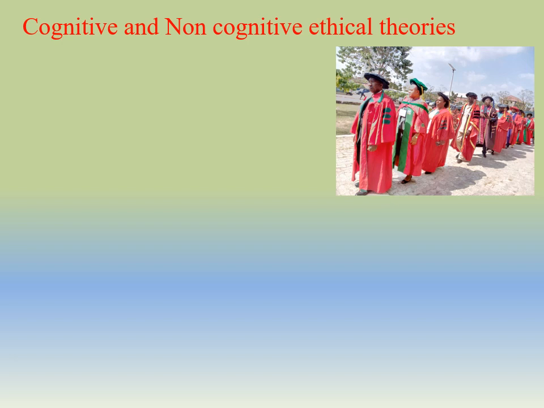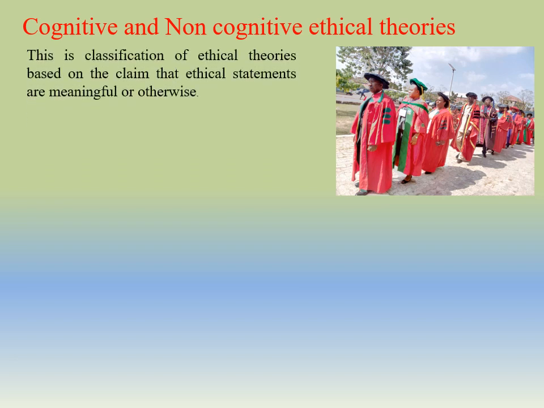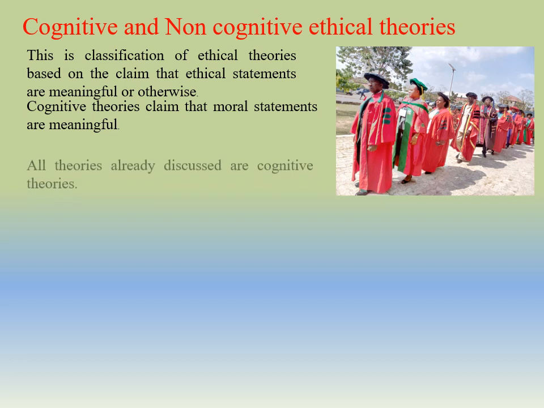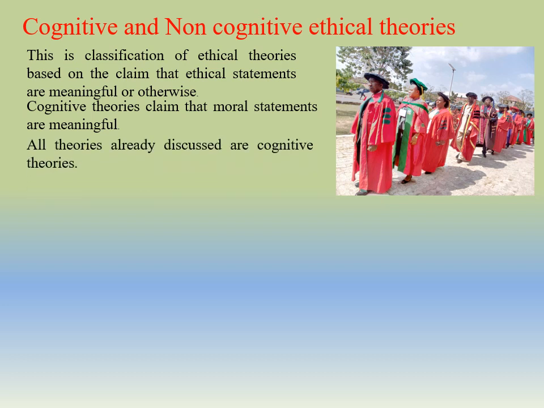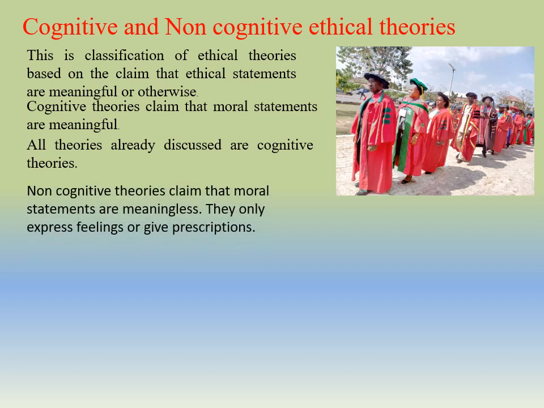Cognitive and non-cognitive ethical theories. This is classification of ethical theories based on the claim that ethical statements are meaningful or otherwise. Cognitive ethical theories claim that moral statements are meaningful. That is to say, they can be said to be true or false. All ethical theories we have already discussed are cognitive theories. Non-cognitive theories, on the other hand, claim that moral statements are meaningless. They make no sense. They cannot be said to be true or false. They only express feelings or give commands.